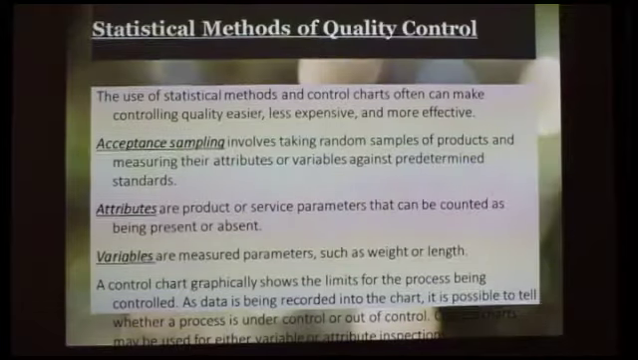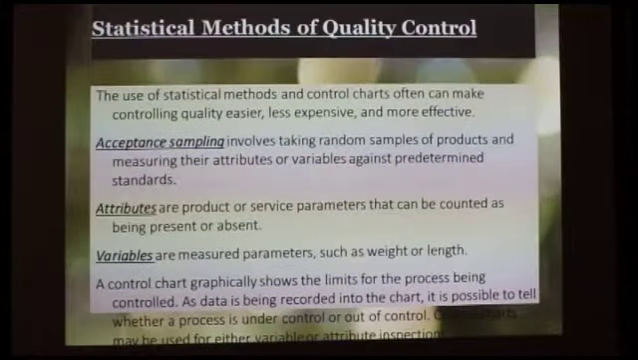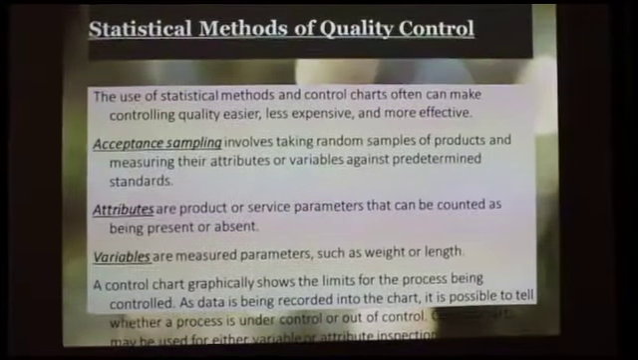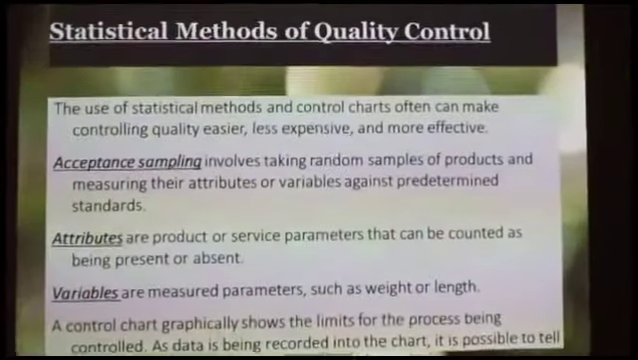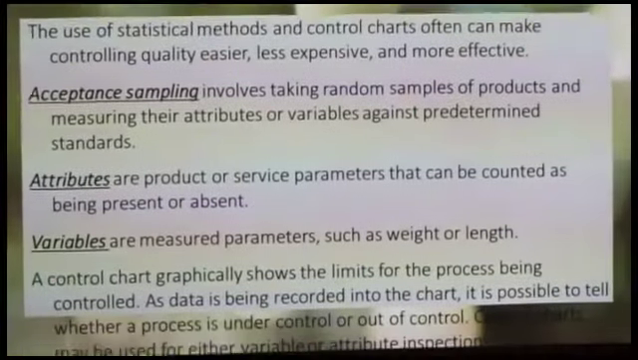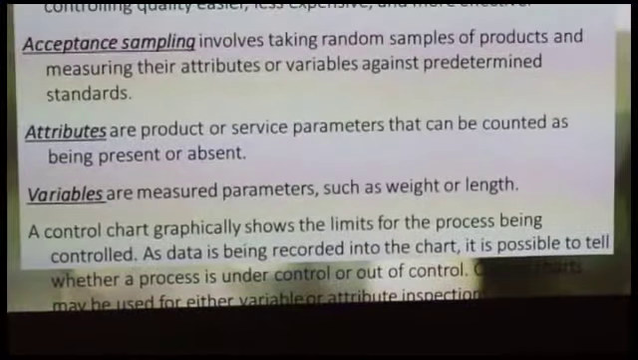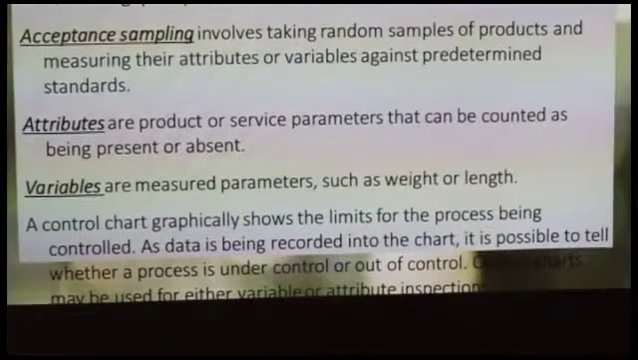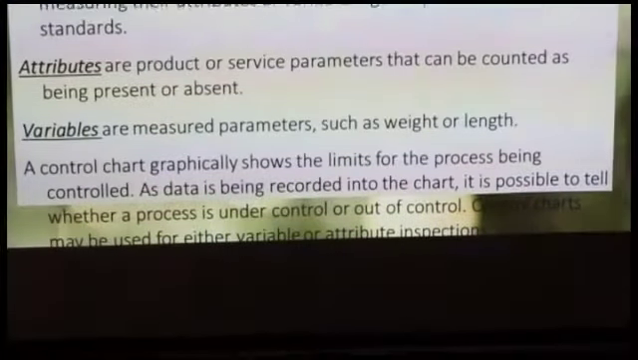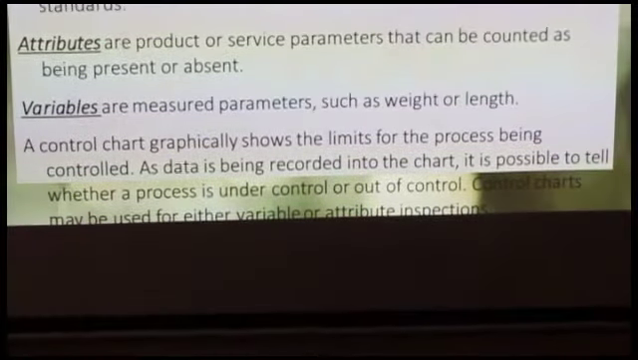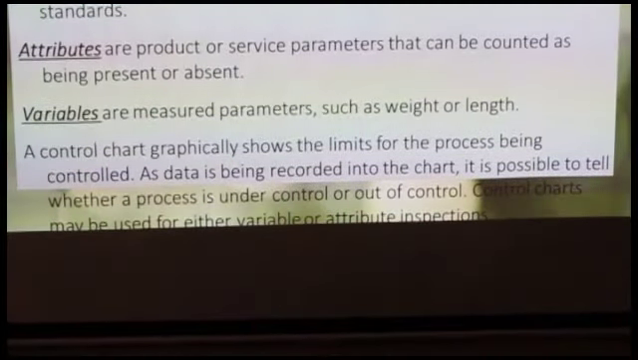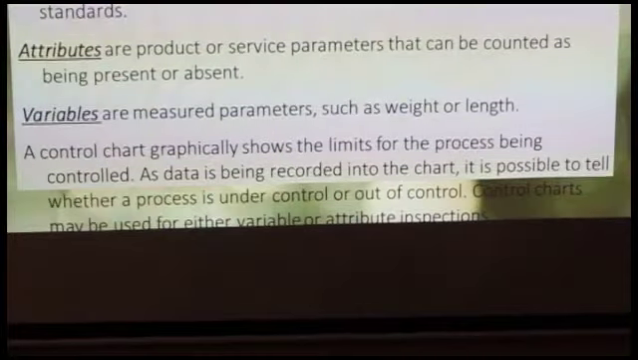Statistical methods of quality control. The use of statistical methods and control charts often can make controlling quality easier, less expensive, and more effective. Acceptance sampling involves taking random samples of products and measuring their attributes or variables against predetermined standards. Attributes are product or service parameters that can be counted as being present or absent. Variables are measured parameters such as weight or length.